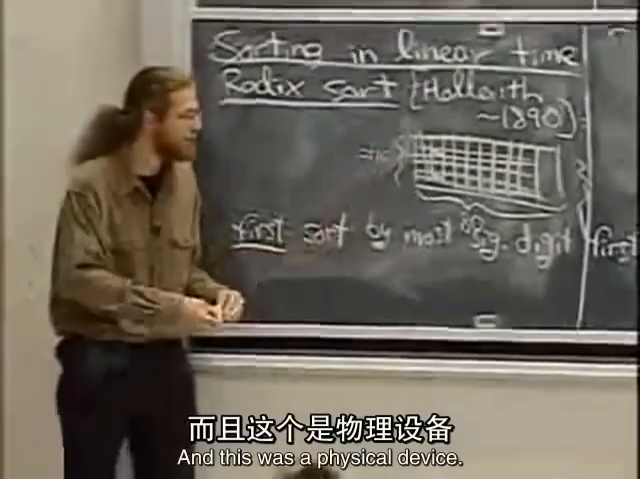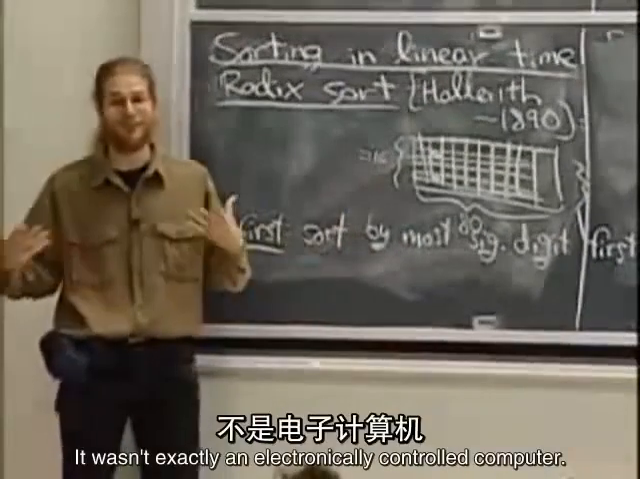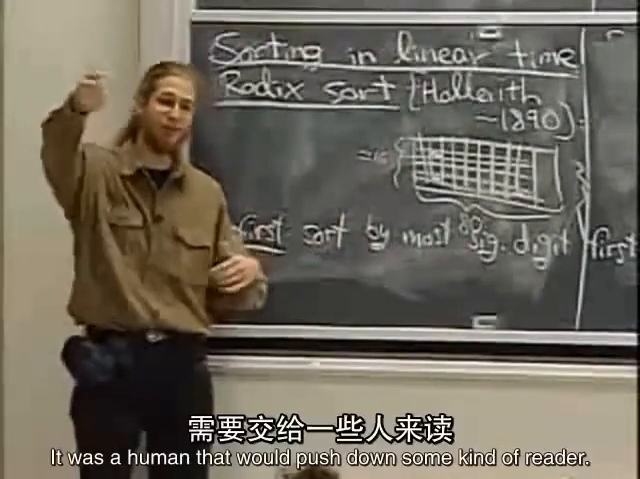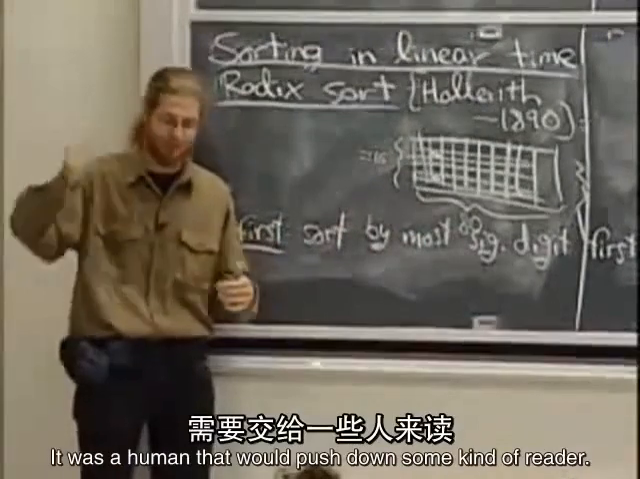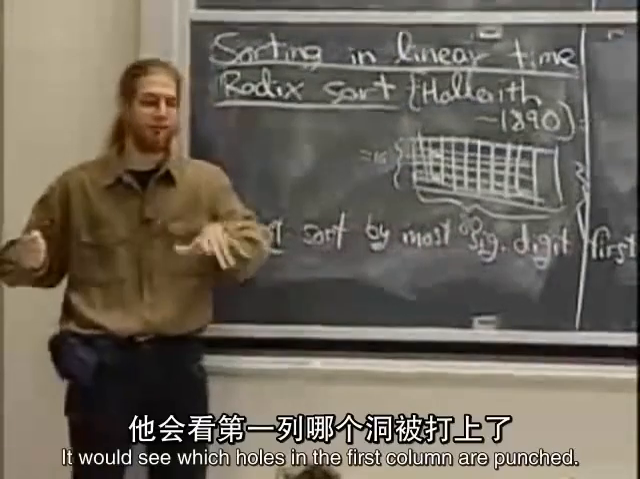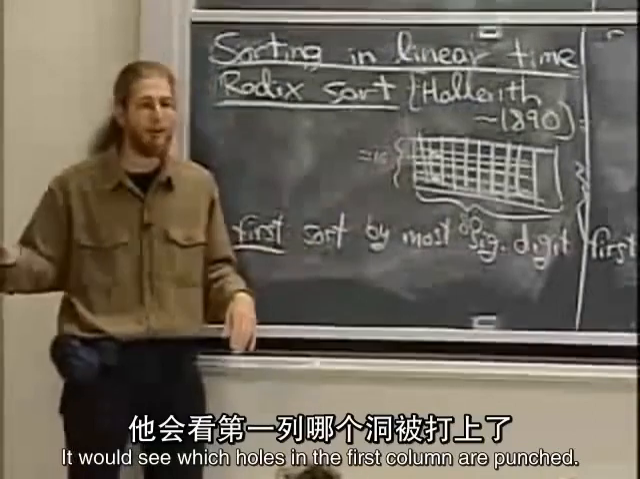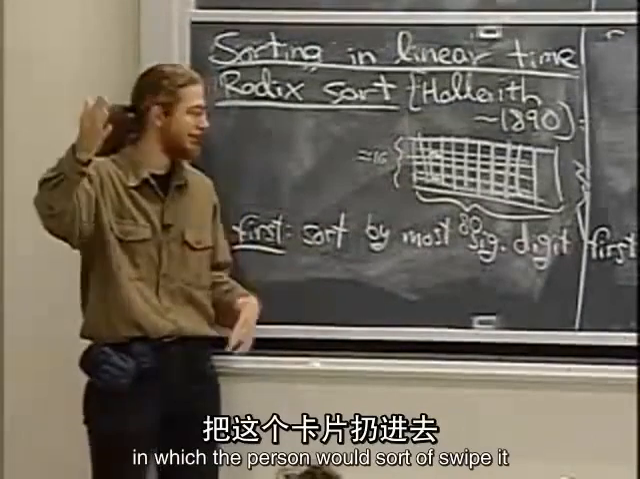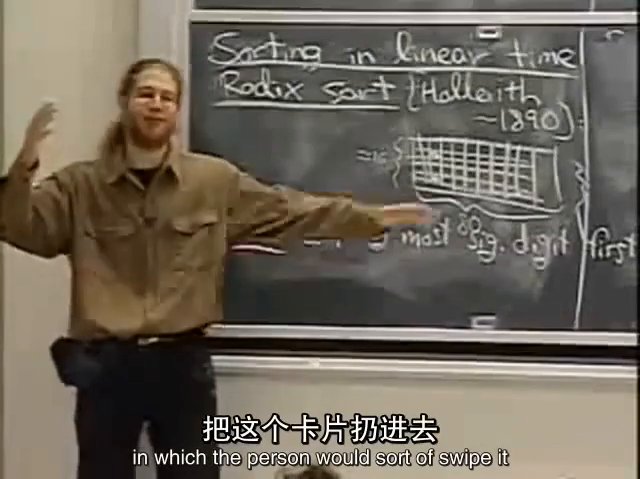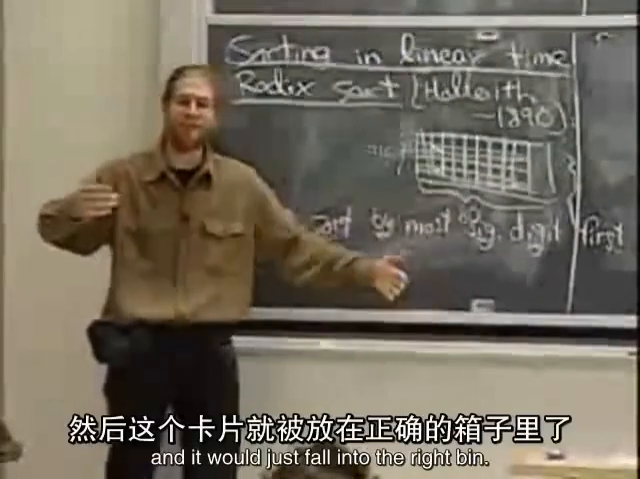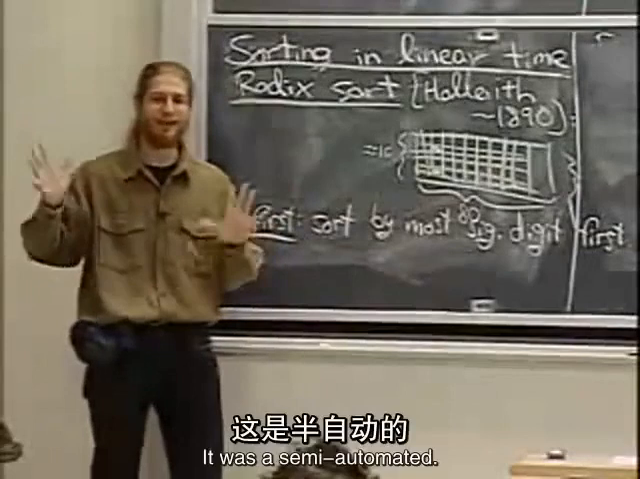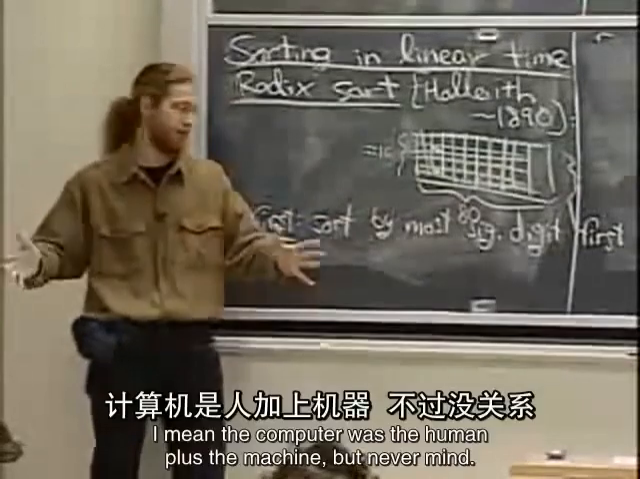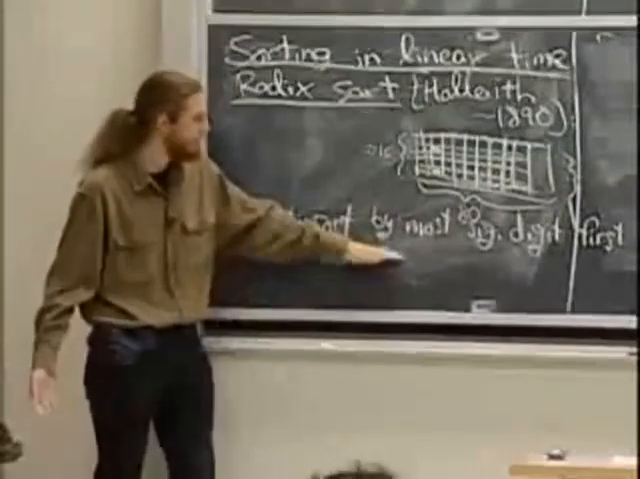And this was a physical device. It wasn't exactly an electronically controlled computer. It was a human that would push down some kind of reader. It would see which holes in the first column are punched, and then it would open a physical bin in which the person would swipe the card, and it would just fall into the right bin. So it was semi-automated; the computer was the human plus the machine. But never mind. This is the procedure.